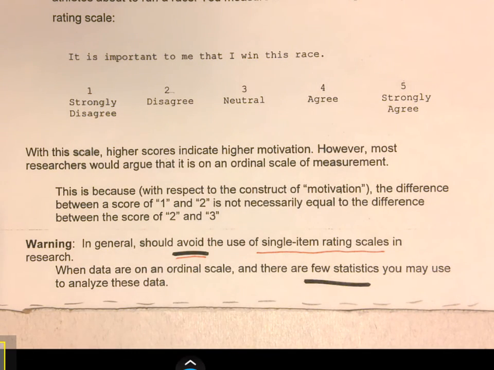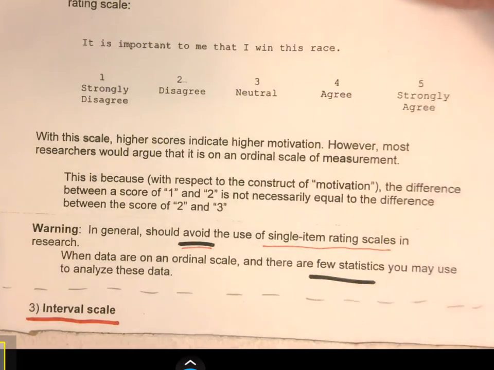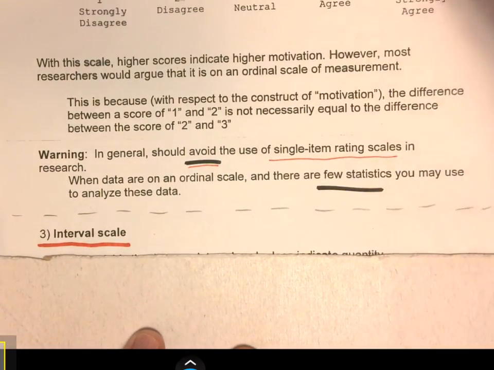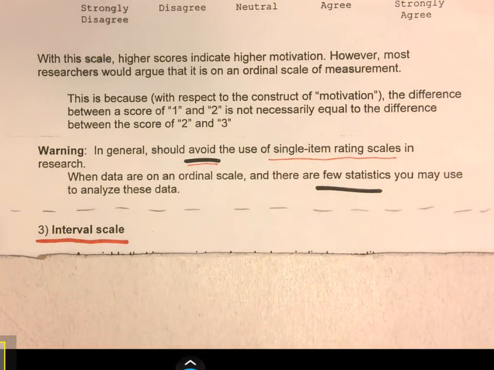Now, warning: in general, you should avoid the use of single item rating scales in research. If your data are measured on the ordinal scale of measurement, there's relatively few statistics that we can use to analyze those data. You might find yourself caught in a bind when it comes time to actually analyze the data. If you're conducting an experiment, you'll do better if you instead measure your variable on an interval scale of measurement. That'd be a good place for me to begin the next lecture on this topic of Part 10, Variables in Research.